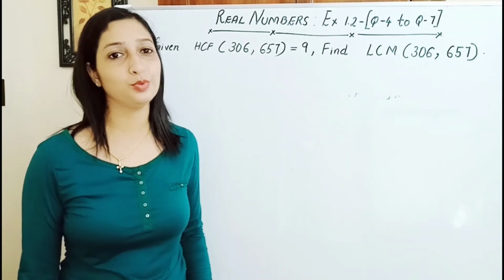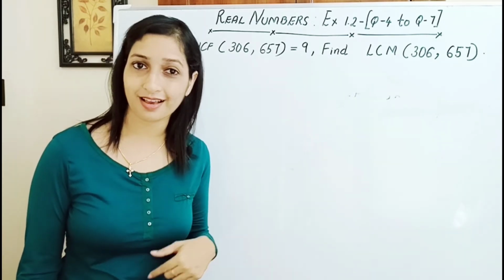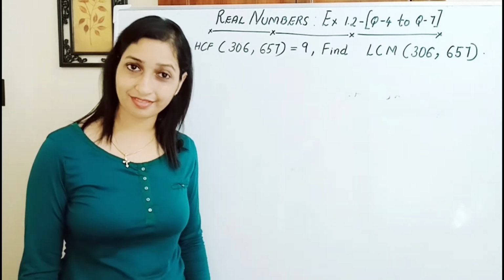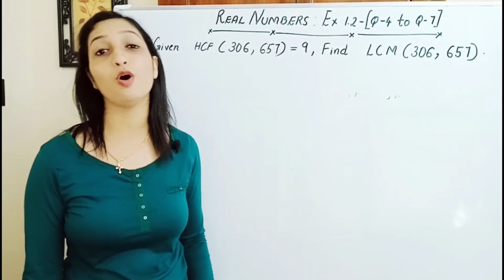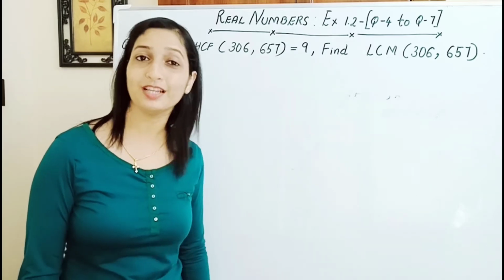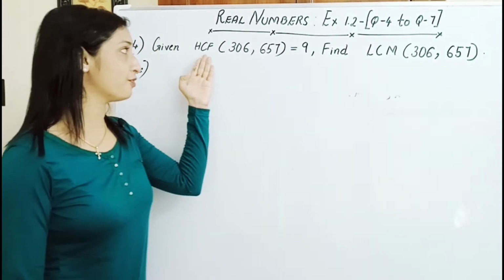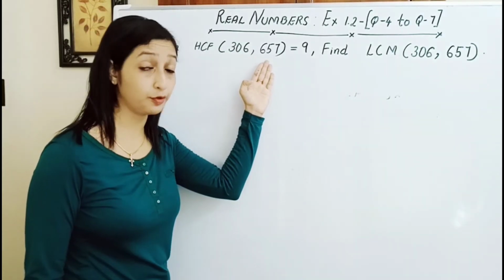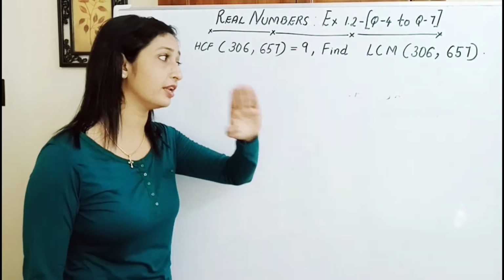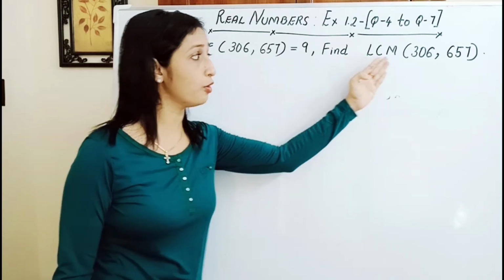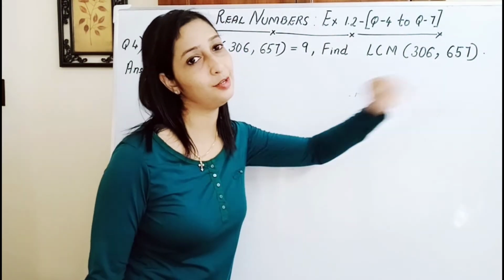Today we are going to do our continuation of our previous class. We had done till question number 3 of exercise 1.2 of the chapter Real Numbers, and today let's move on to our question number 4, and that is: given HCF of 306 and 657 is equal to 9, then find the LCM of 306 and 657.